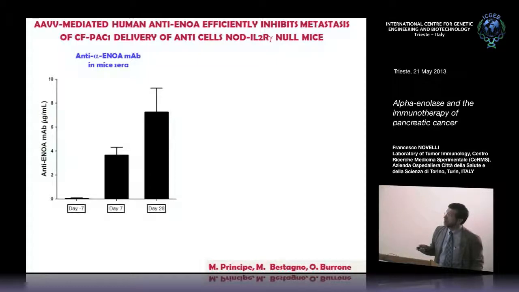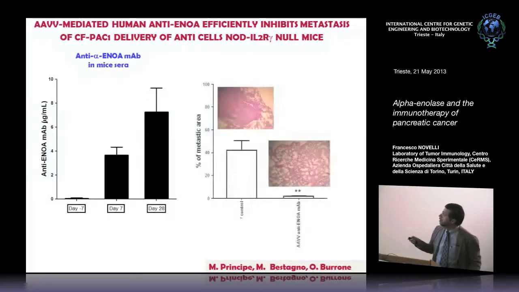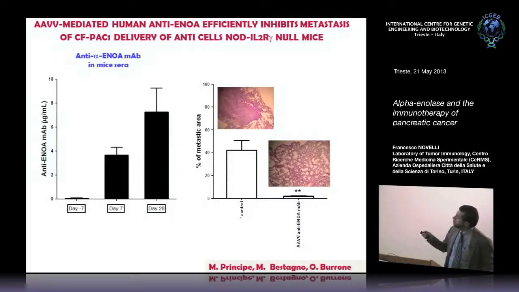Notably, starting from minus 7 days from the challenge, and looking at day 7 and day 28, we observed that the adenovirus-associated vector allowed the presence of an increased amount of anti-enolase monoclonal antibody in the serum of the mice, and this antibody was extremely efficient in blocking the metastasis in the lung of the mice.